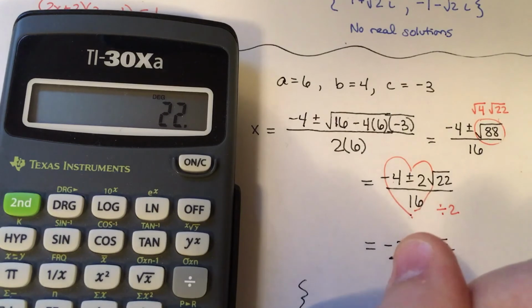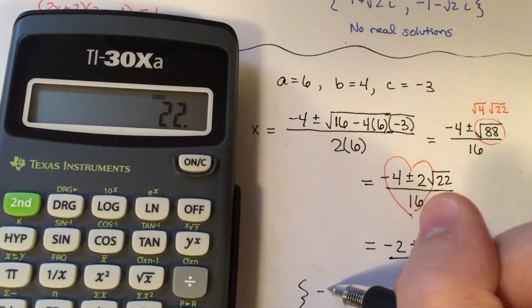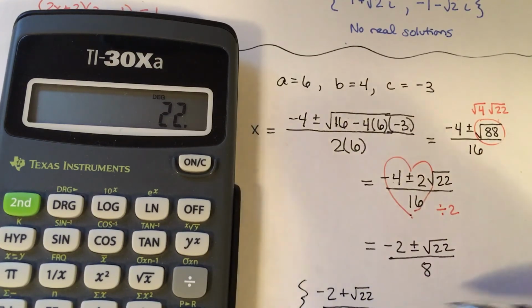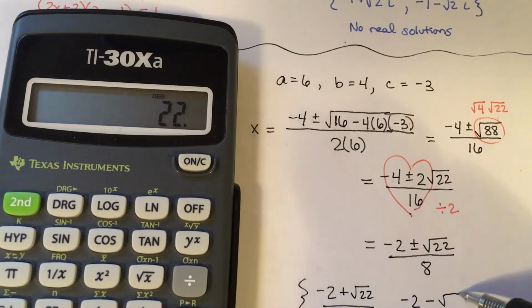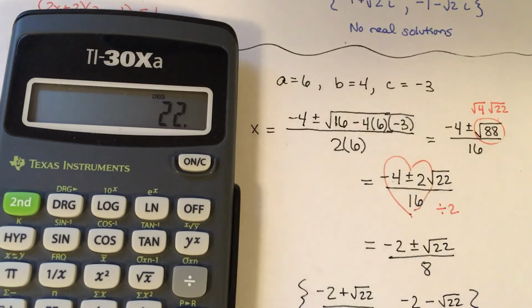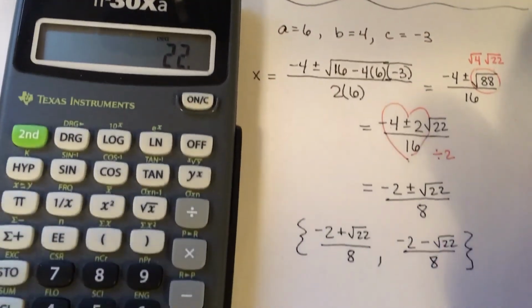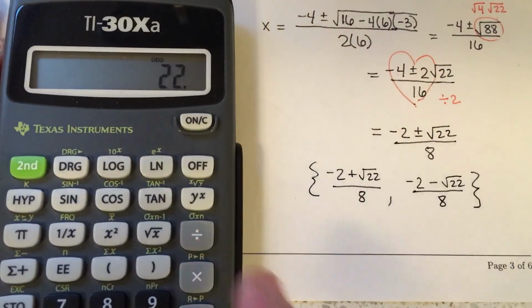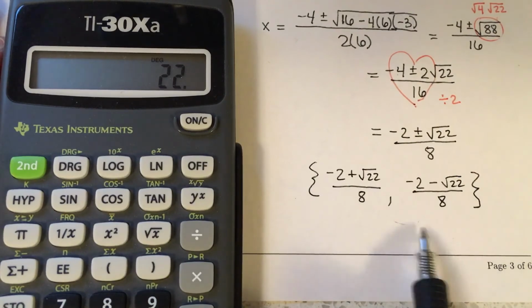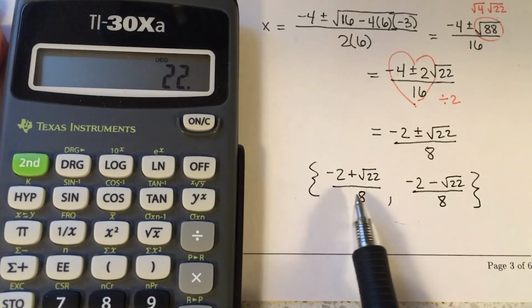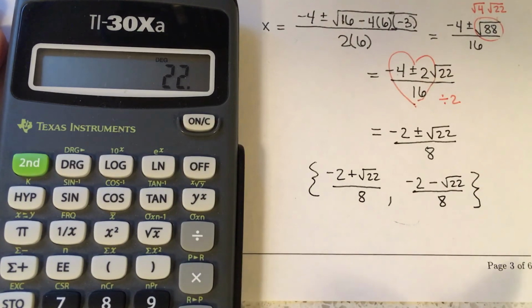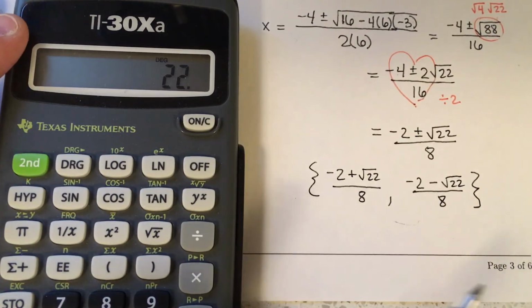So our solution set for this problem is -2 plus square root of 22 over 8 and -2 minus square root of 22 over 8. Since these are real numbers, you could use your calculator and get a decimal. Maybe I'll go ahead and do that just to make sure. And then once you get a decimal, you could check to see if it really does make the original equation true. So let's try this.